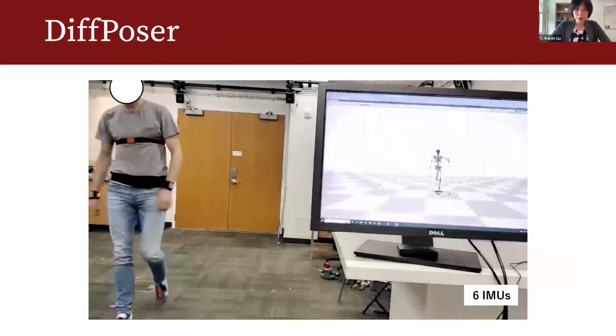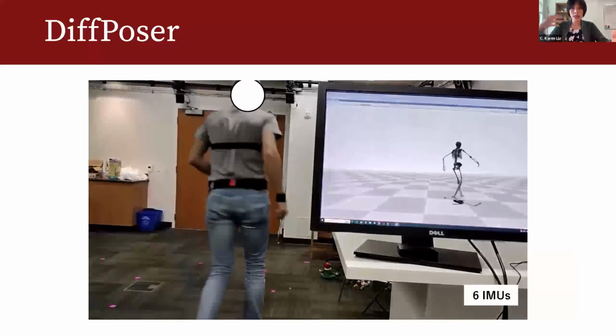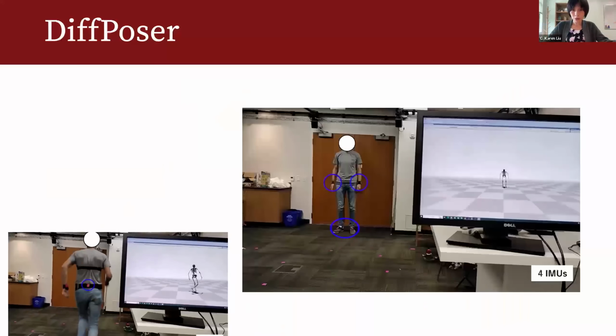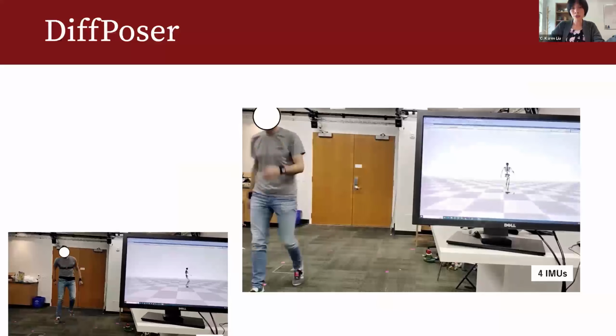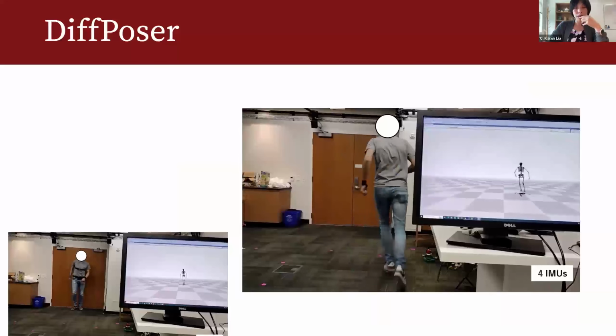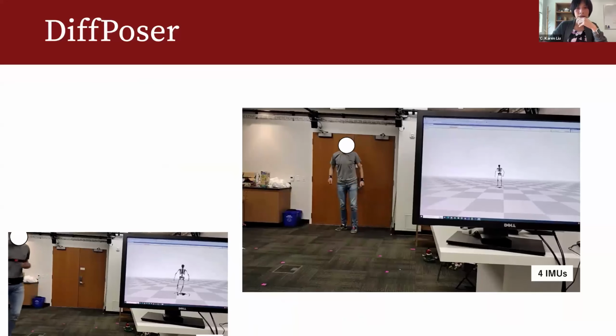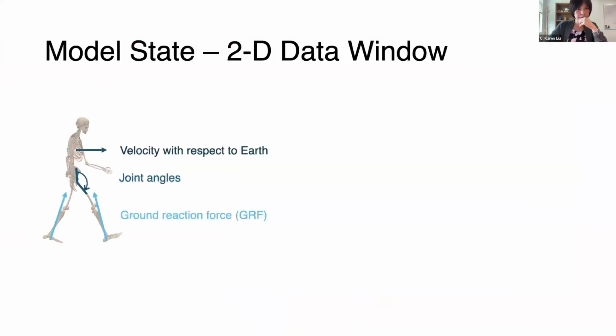Here are some live demos. The subject first uses 6 IMUs to reconstruct the full body motion, and later he just removes 2 IMUs and only uses 4 IMUs. And the same model is used in both cases to reconstruct the motion without any degradation in quality.